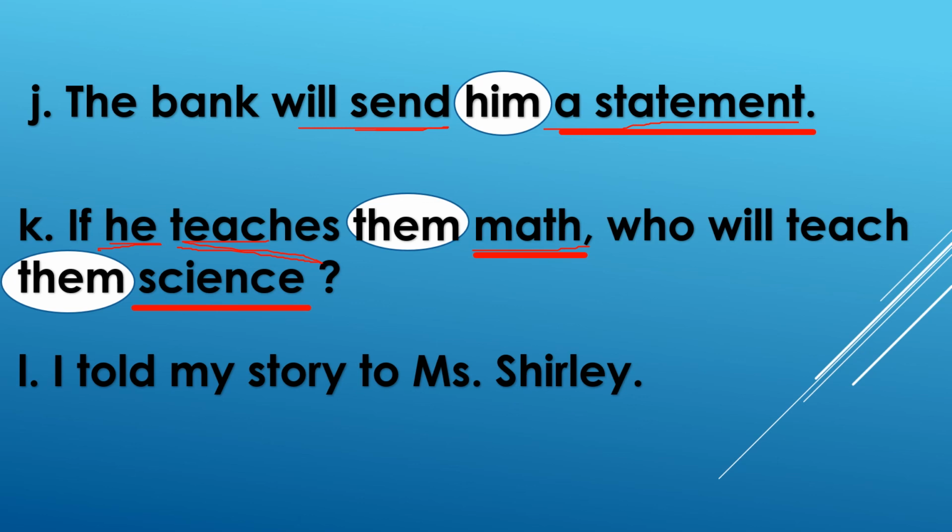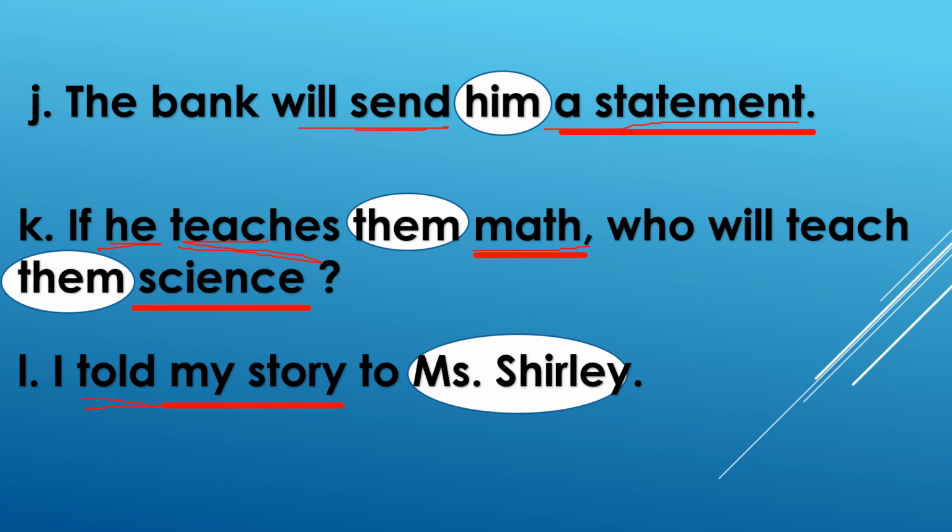I told my story to Miss Shirley. So told is the action verb. What did I tell? I tell my story. So my story here will be the direct object, and I will tell my story to Miss Shirley. So Miss Shirley here will be the indirect object. So circle Miss Shirley and underline my story.